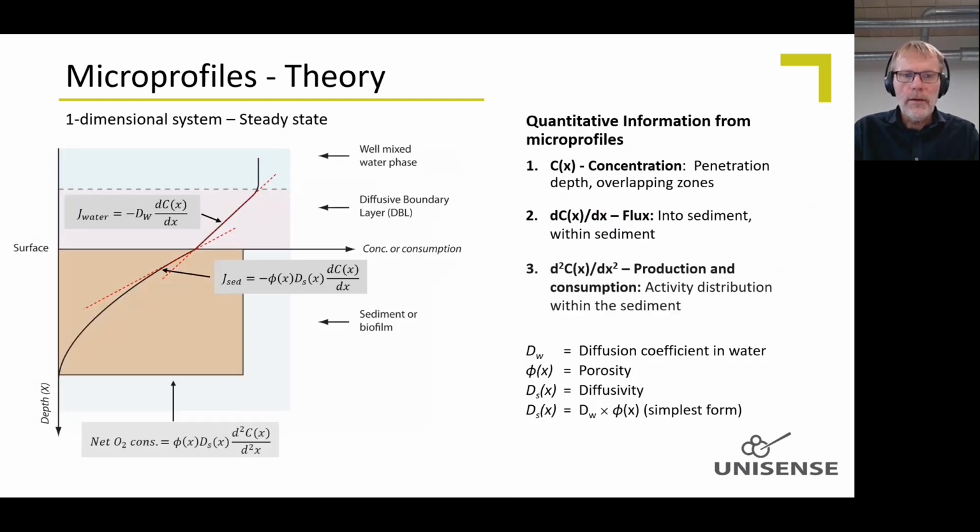Okay, and so the final calculation you can do here is you can analyze the curvature. That's what the software will do, the curvature of the concentration profile. By taking the second derivative of the concentration profile, multiplying with the diffusivity and porosity, you'll get the net oxygen consumption. That is indicated with this brownish bar graph here.